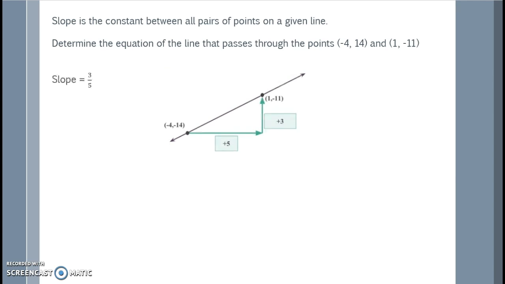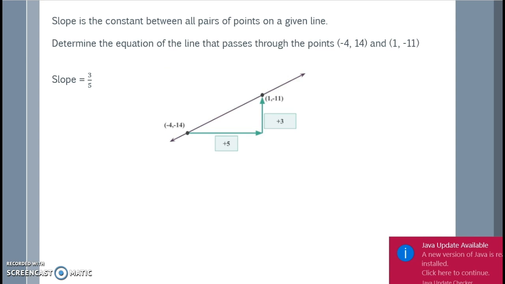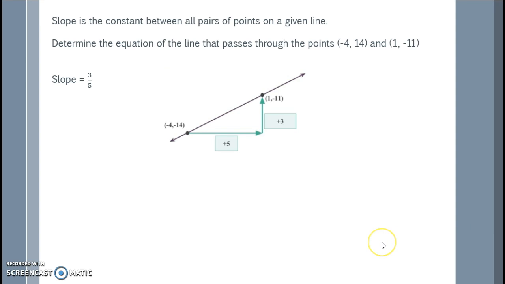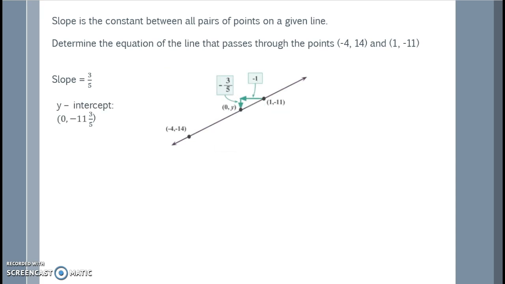If I were to draw a triangle so that we can identify what that slope is, I see that I rise 3 units and I run 5 units to get from one point to the other. We're talking about the change in y over the change in x. The y-intercept must be somewhere in between here, which would have to be at (0, -11 and 3/5).